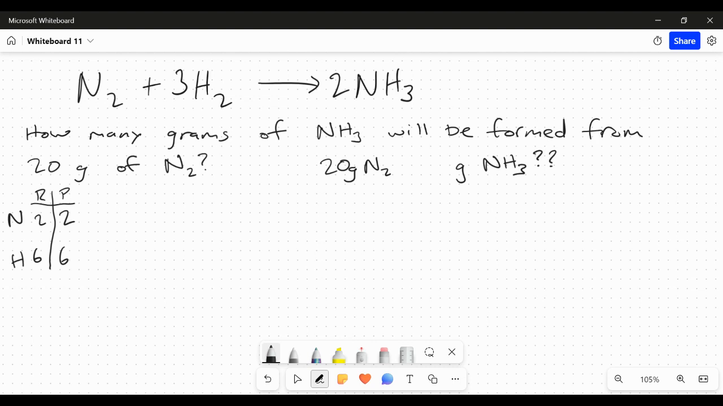So let's put this problem together. We were given 20 grams of N2. I'm going to copy my unit down, grams of N2. And I need to use the molar mass, or not the molar mass. Well, I do need to use that, but I need to use the mole ratio because that's the only way I can switch substances. So first, I have to convert this from grams into moles. So I'm going to convert this to moles of N2.